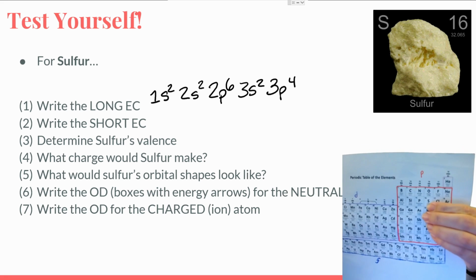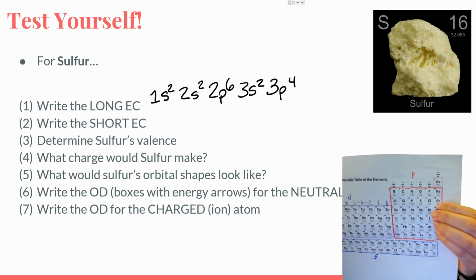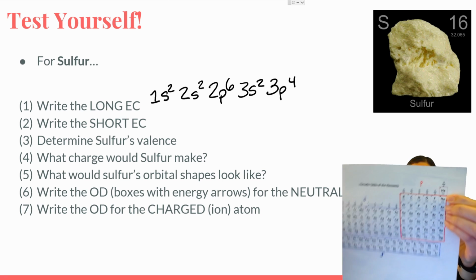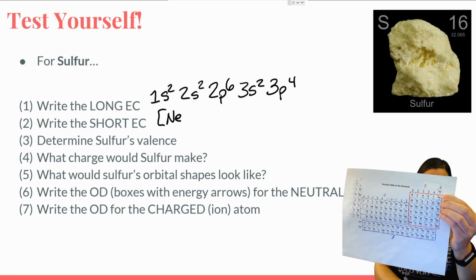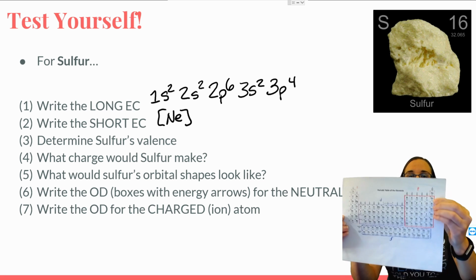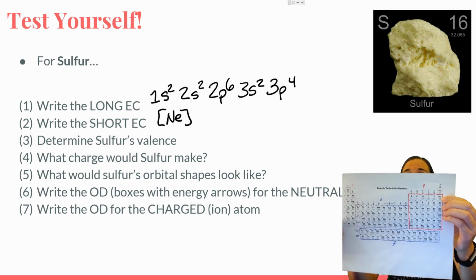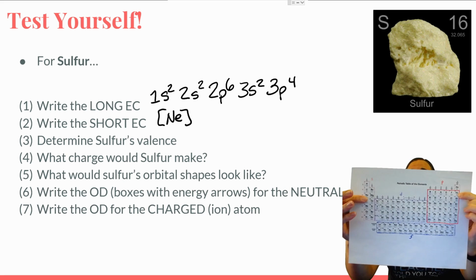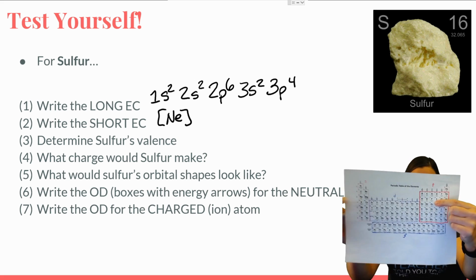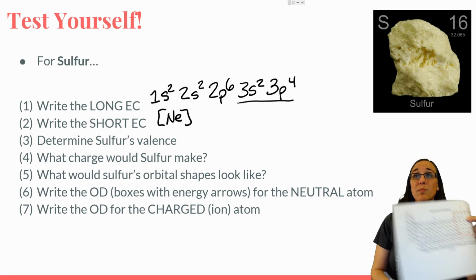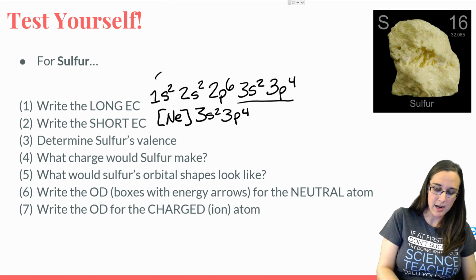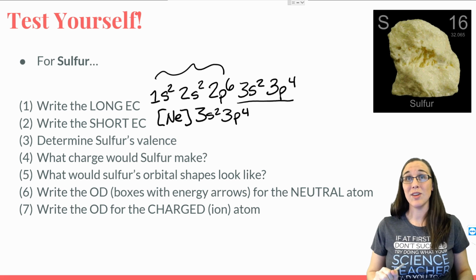Excellent. For our short electron configuration, we're going to look back at the previous noble gas before sulfur. If sulfur is here, the noble gas right next to it is argon. We don't want that one, we want the one before it, which is neon. So we write neon in brackets and start our reading from neon. Then we jump down to level 3, 3s2, 3p4. Essentially we're just taking this part of our long electron configuration and writing it next to neon, disregarding the beginning part.